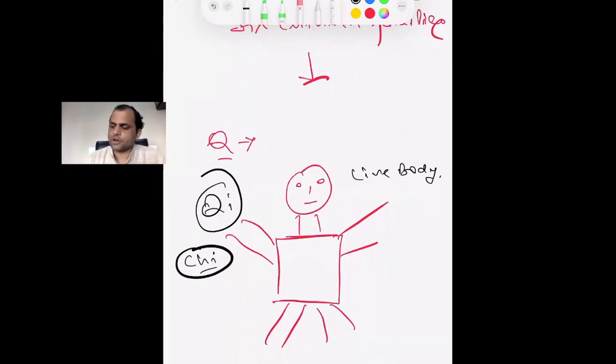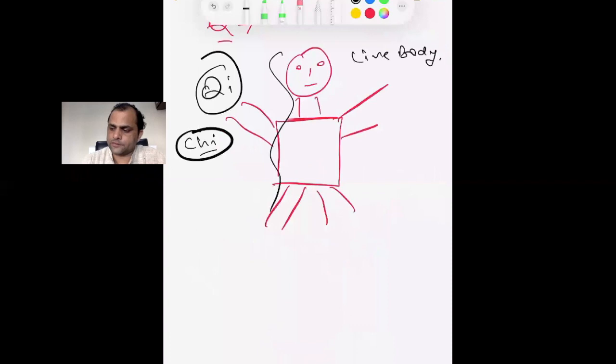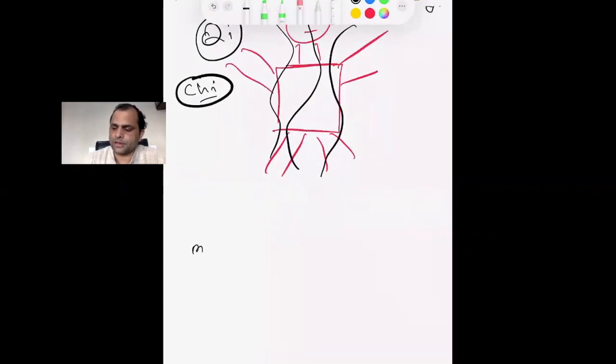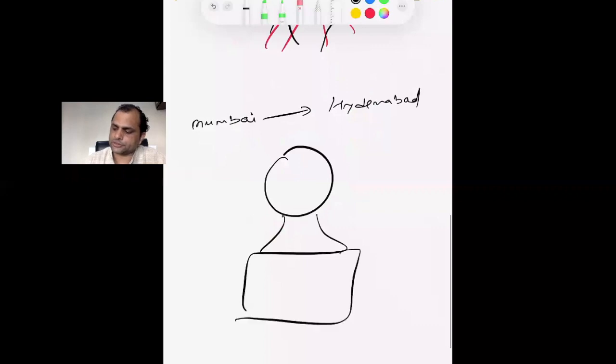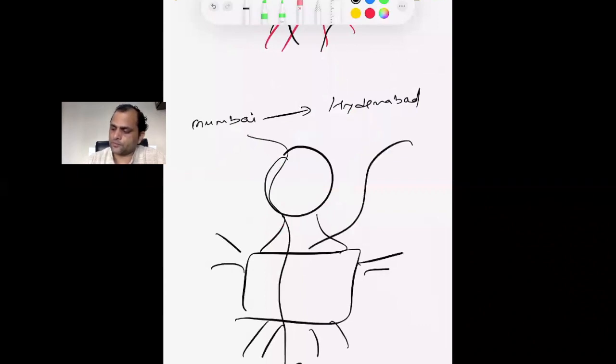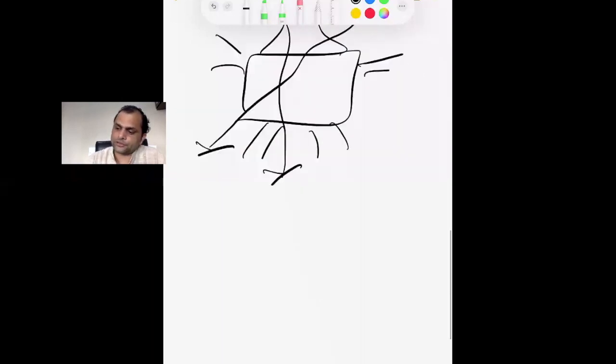So, if qi is flowing in the human body, then there should be some route. Because if I want to go from Mumbai to Hyderabad, I have to go from a certain route. In the same way, when energy is flowing in the human body, there should be some route. Either it will flow like that, or it will flow like that. So there should be some specific route. And there is a route, that is true.